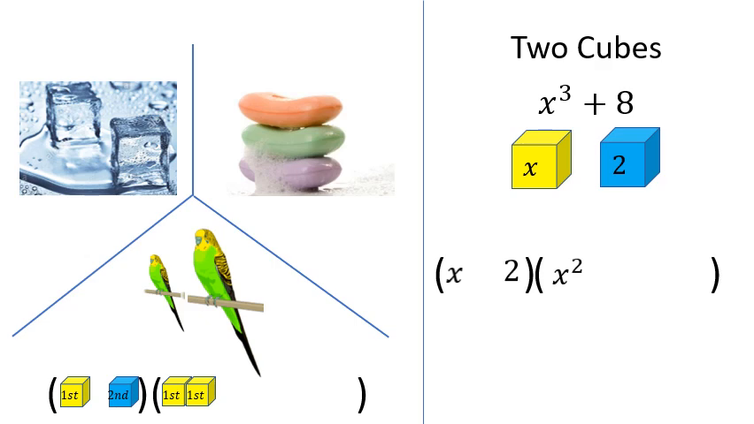We can already see a little bit of where some of this is going to come from, because when we distribute, we're going to have that x times that x squared, and that'll give us that x cubed.